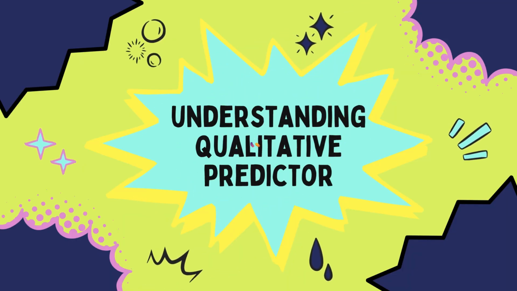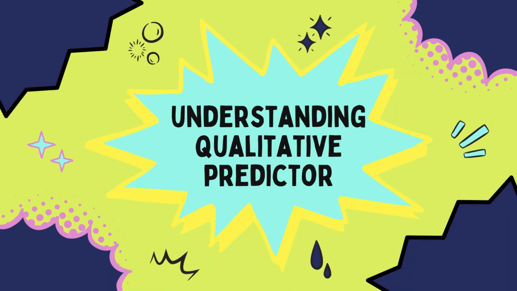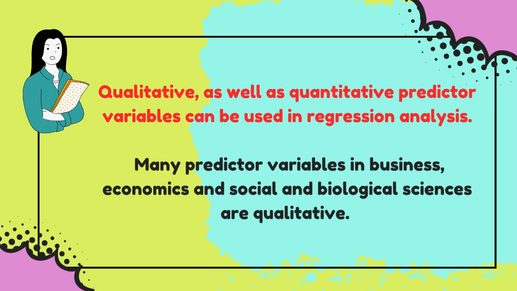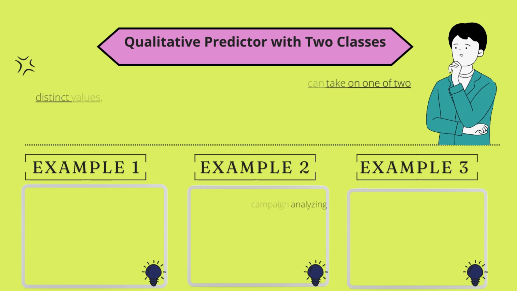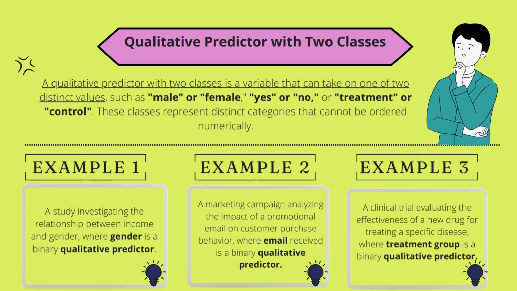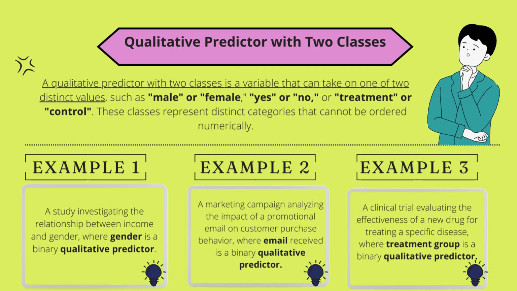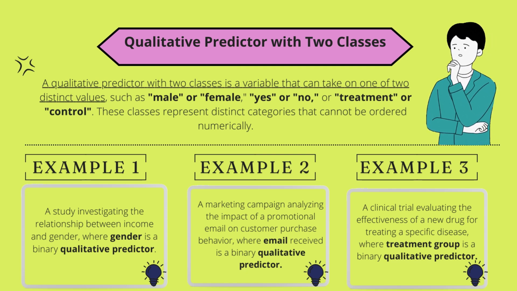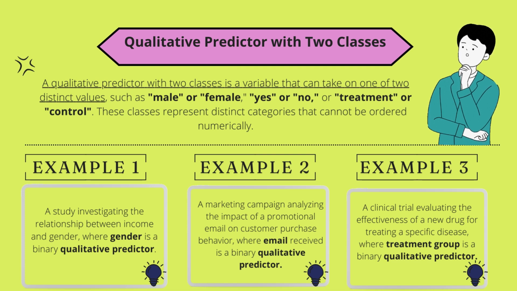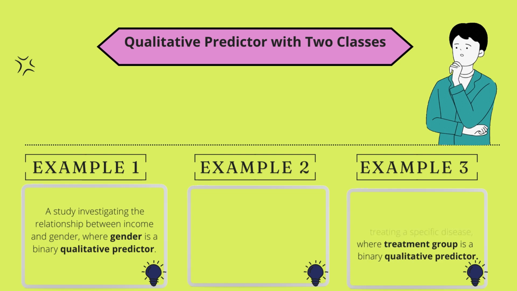First, understanding the qualitative predictors or indicator variables. Qualitative as well as quantitative predictor variables can be used in regression analysis. Many predictor variables in business, economics, and social and biological sciences are qualitative. Besides, a qualitative predictor with two classes is a variable that can take on one of two distinct values, such as male or female, yes or no, or treatment or control. These classes represent distinct categories that cannot be ordered numerically.